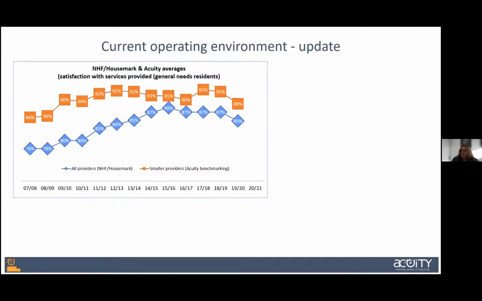The other thing that's obviously coming out of that is the impact of COVID. We were already beginning to see a fall in satisfaction in 19/20, and in fact it's gone on a bit more, and it's fallen a bit more since then. In fact, I think I've missed the last one. It's 83% now for Housemark.